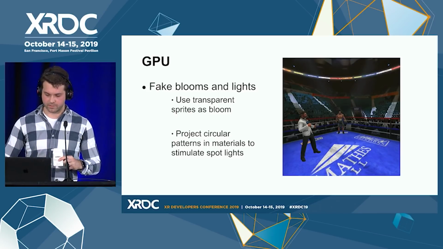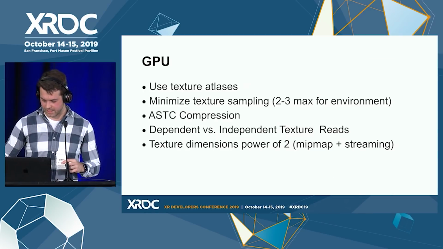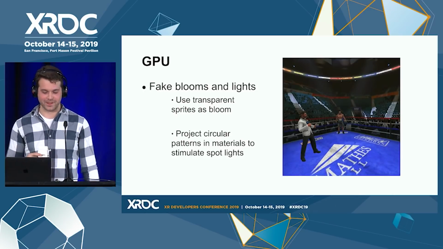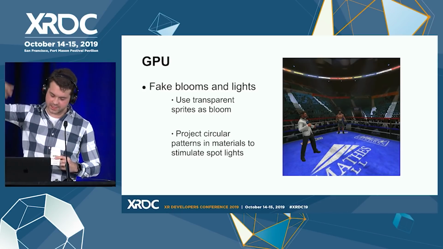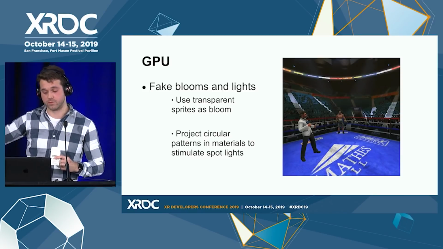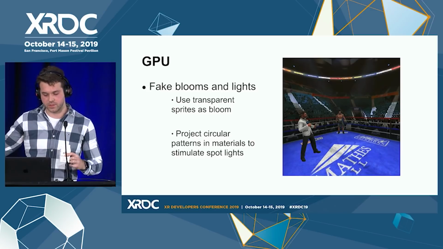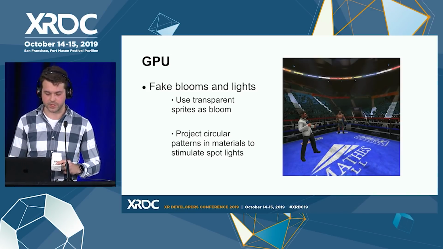I don't know, is that video playing? It's not. Sorry. Okay, probably should have tested this, but essentially it's a ring. There are spotlights floating around, and the spotlights hit the ring, and you can actually see a circle. For the bloom around the spotlights, instead of using post-processing bloom, just attach a sprite, way cheaper.